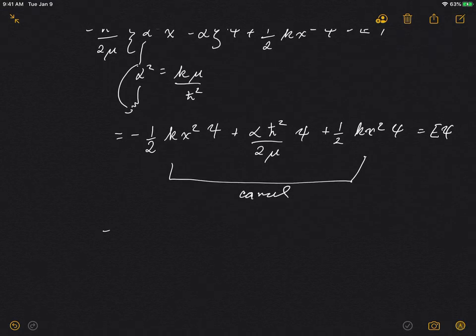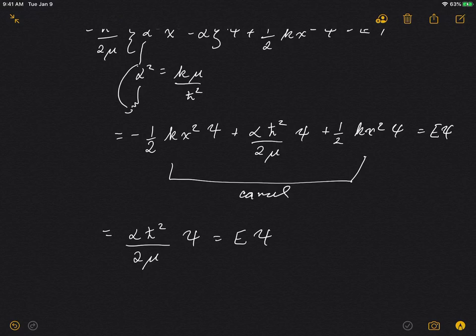So then we get alpha h bar squared over 2 mu psi equals E psi. Great. So now we've performed the second derivative, so that's all taken care of. We've done some cancellations and we end up with what looks like a solution to our eigenvalue problem.